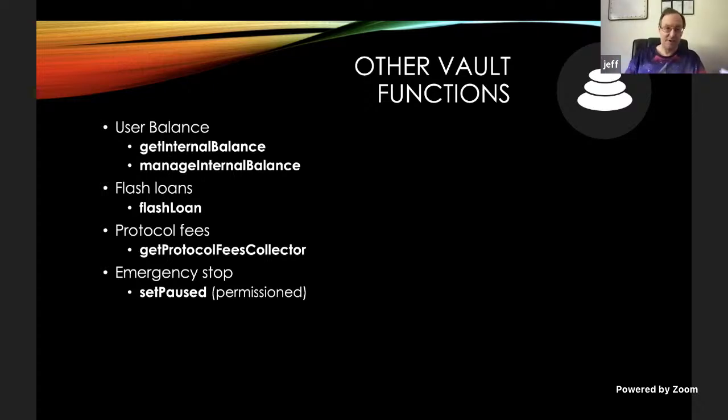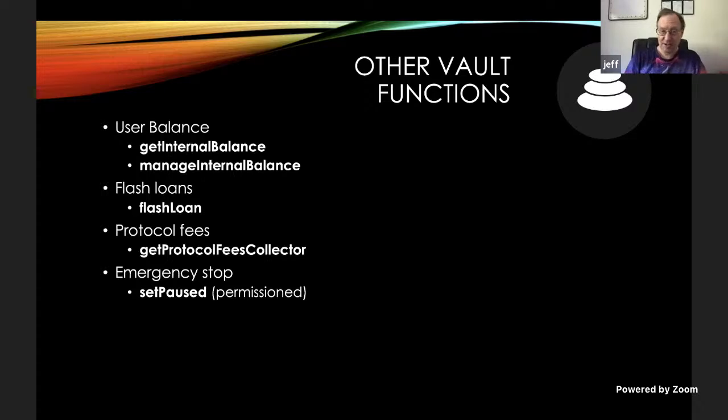There's also the flash loan interface, which is very simple. You're passing it a contract to receive the flash loan. And then protocol fees. The protocol fees are separated into a separate contract outside the vault. You can here ask what that contract is and ask about the fees.